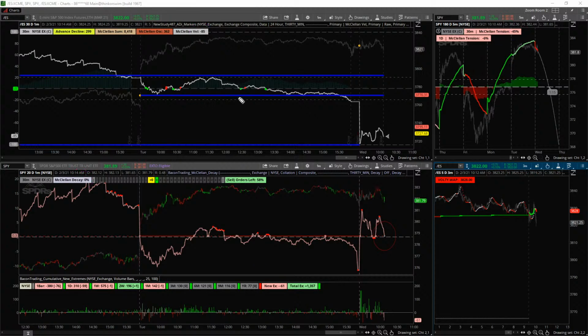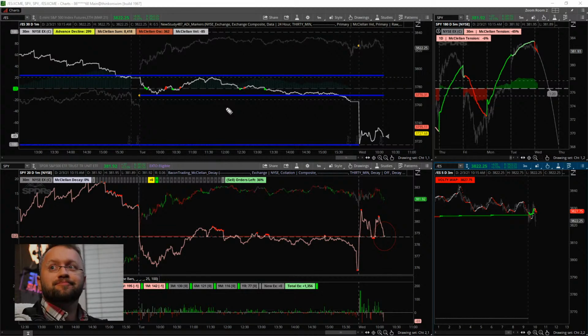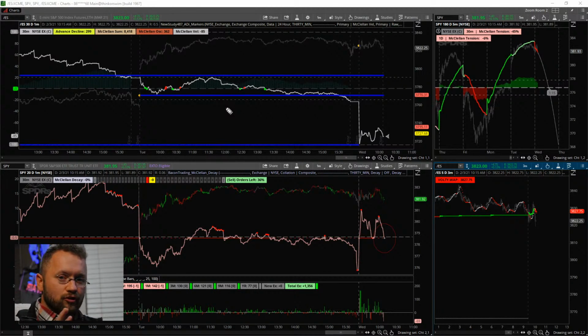So what you're going to want to do is model out. You want to be able to model out what the participants in the market are doing. So this is going to be a very broad overview of how to look at them using these four tools.